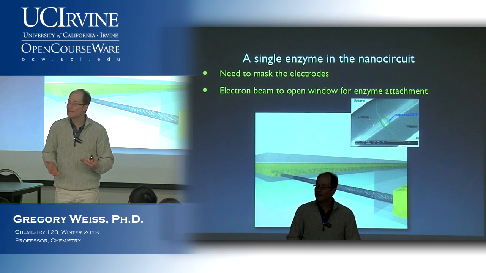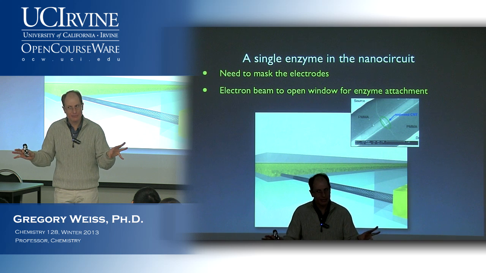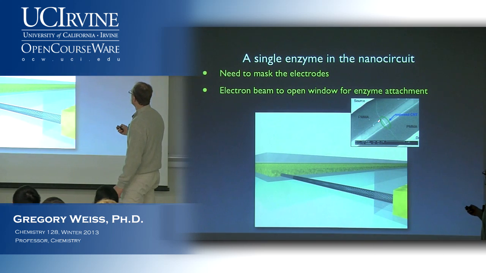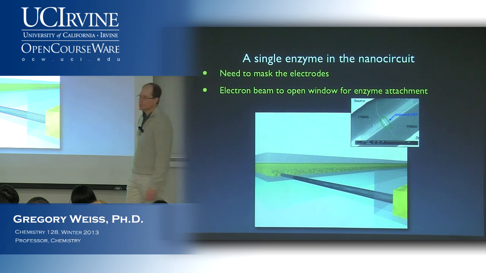But all biology, of course, takes place in water. So this creates a dichotomy. And to solve this, what we do is we cover up all the electronics with a layer of polymethyl methacrylate. This is shown here in gray. And then we blast a little tiny window using something called an electron beam that just opens up a little tiny region of the carbon nanotube. And that's where we're going to do the experiment.